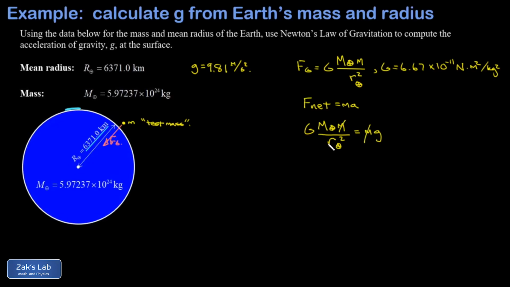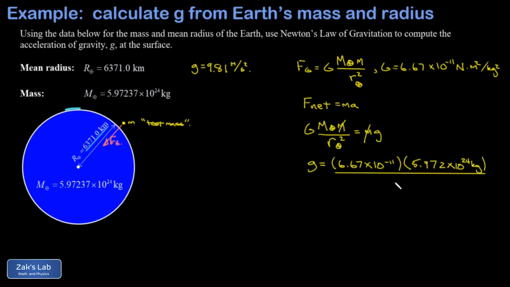And the test masses cancel out now, which means it doesn't matter what the size of the mass is. The rate of acceleration is going to be the same. And I'll go ahead and solve for g on the left-hand side, and we can start plugging in numbers here. So big G, the gravitational constant, is 6.67 times 10 to the negative 11. The mass of the Earth was given to us to way too many sig figs, so I'll just keep maybe one extra. So I'll call it 5.972 times 10 to the 24 kilograms.